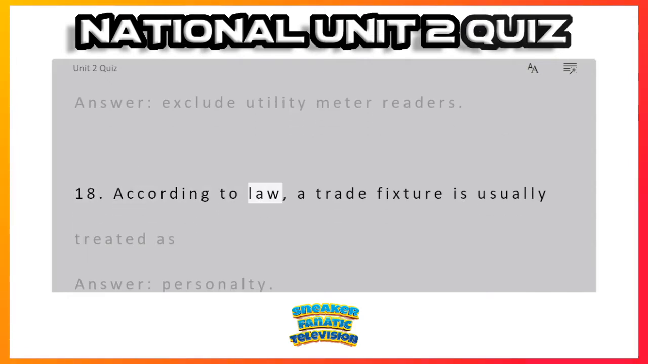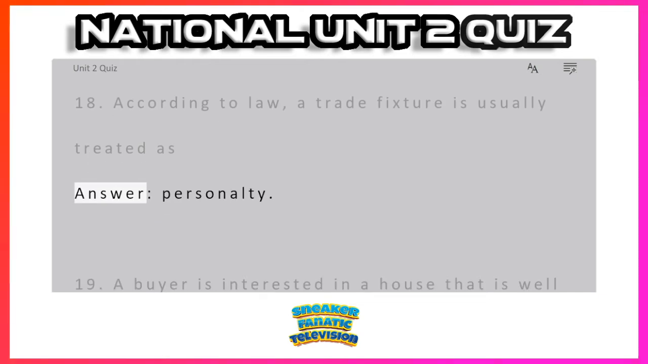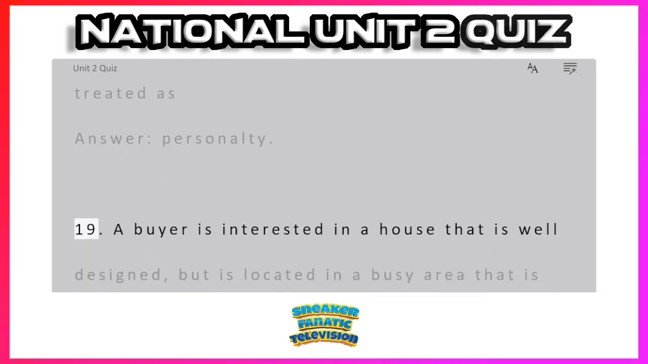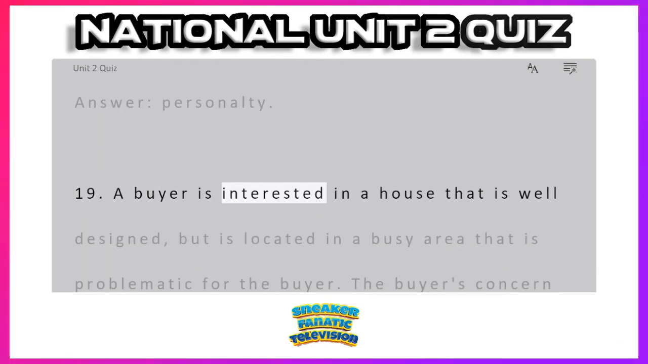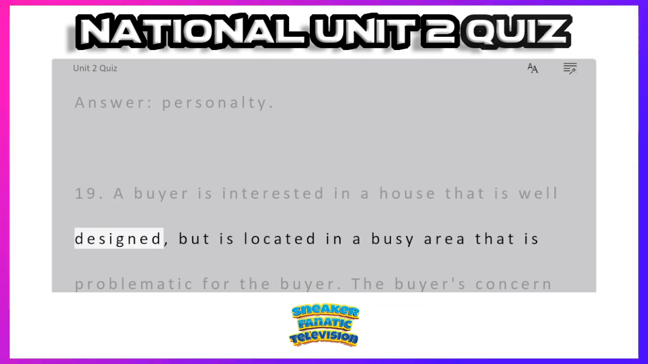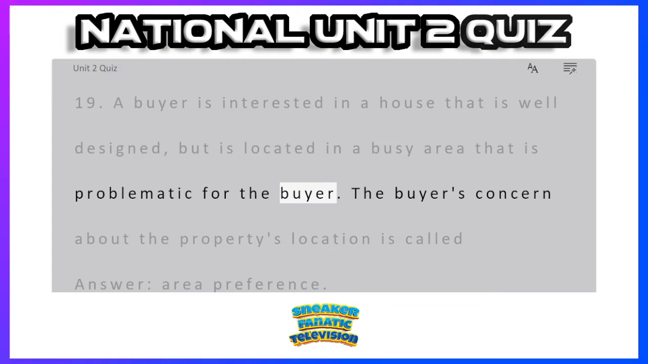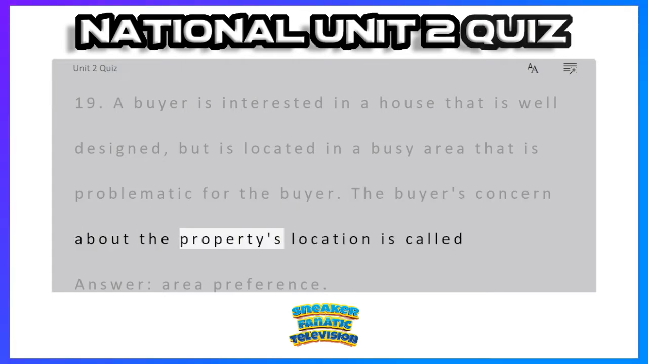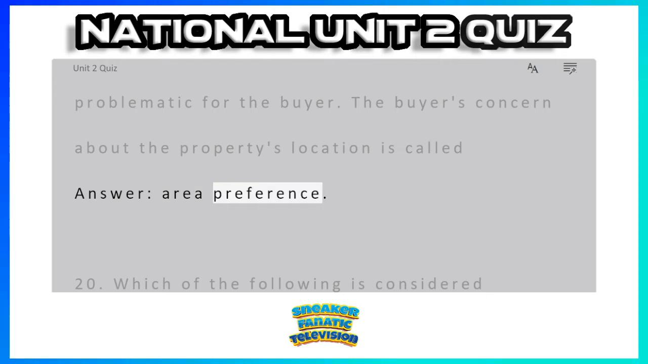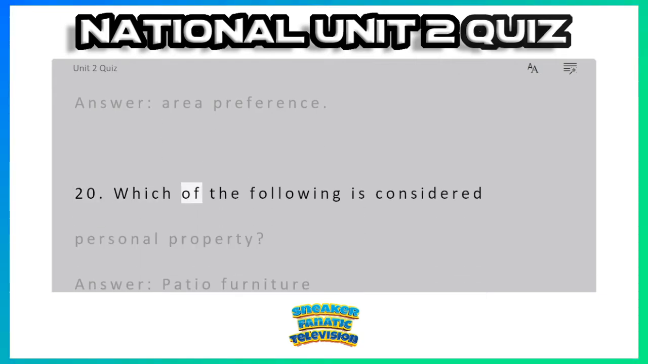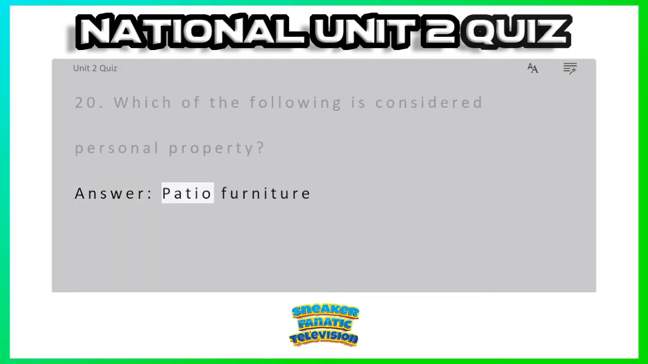18. According to law, a trade fixture is usually treated as. Answer: Personalty. 19. A buyer is interested in a house that is well designed, but is located in a busy area that is problematic for the buyer. The buyer's concern about the property's location is called. Answer: Area preference. 20. Which of the following is considered personal property? Answer: Patio furniture.